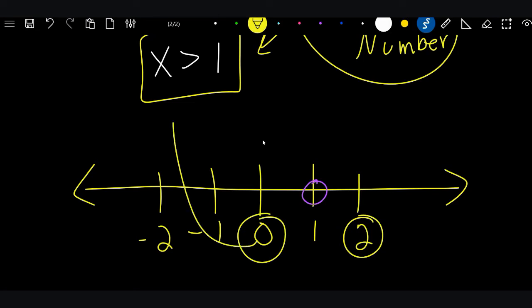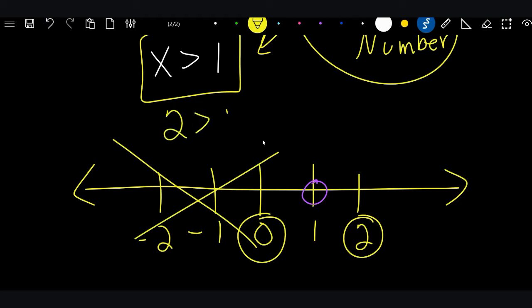So let's just test these points. And what do I mean by that? Plug them in for x. 0 is greater than 1. No, 0 is not greater than 1. Okay, so this side doesn't work. Let's try the other side just to verify this. 2 is greater than 1. Yes. And so we will come out here and we would draw our arrow, or we would graph our line going greater than.